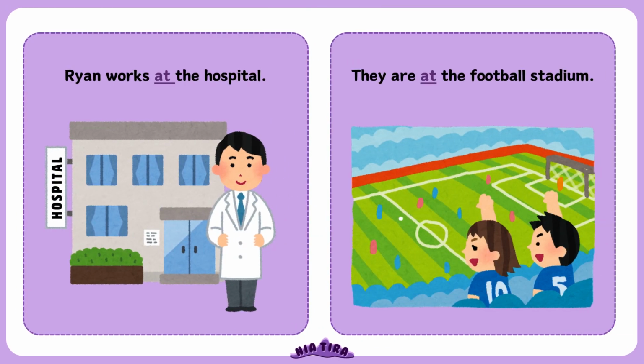Ryan works at the hospital. In this sentence, the preposition at indicates a specific location where the subject performs their work. It specifies that the hospital is the place where Ryan performs his work duties. They are at the football stadium. In this sentence, the preposition at is used to indicate a specific location. It denotes that they are physically present in or around the area of the football stadium.